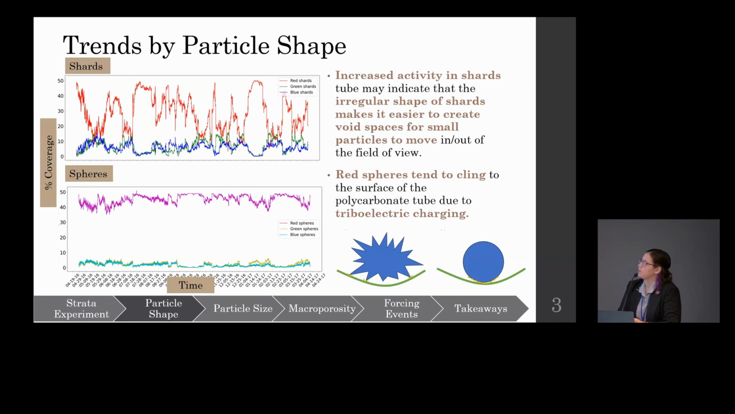And so we're proposing that this is indicating that the irregular shape of the shards allows void spaces to form so that particles can move in and out of view, and we see those changes. Whereas the spheres, by contrast, might not have as much void space, and so you can't have as much motion in and out of view of the camera. We also have to put a little caveat there. We did notice that the red spheres, especially the smallest spheres, tended to cling to the surface of that tube. We're proposing this is likely due to triboelectric charging, and that tracks because that would be related to the surface contact area, as you can see in the little diagram below. But either way, the shards are clearly much more active, even with that caveat.